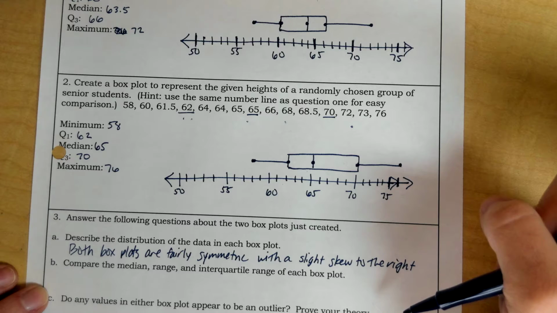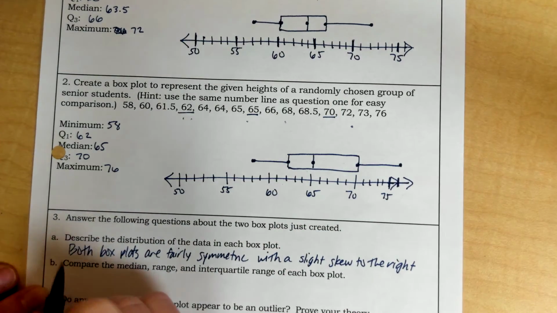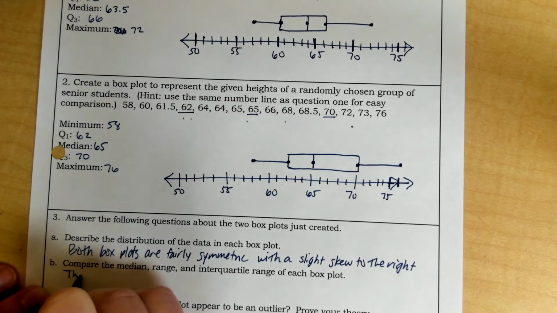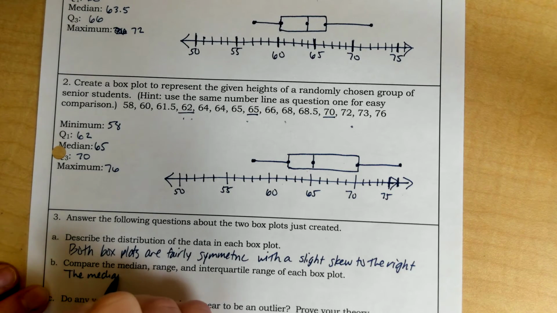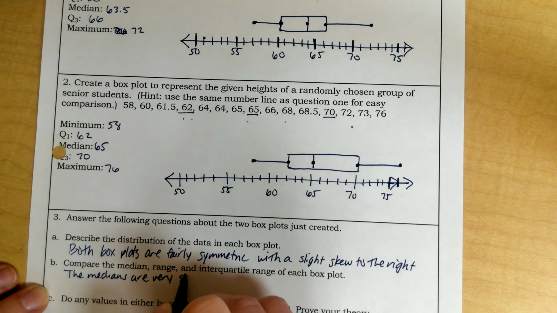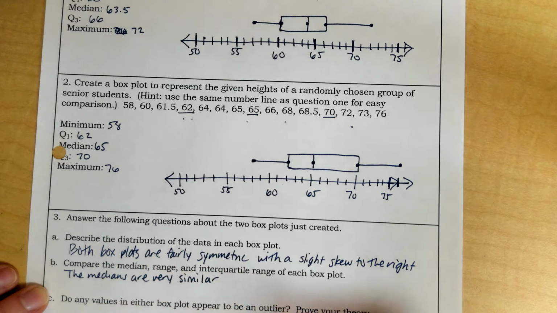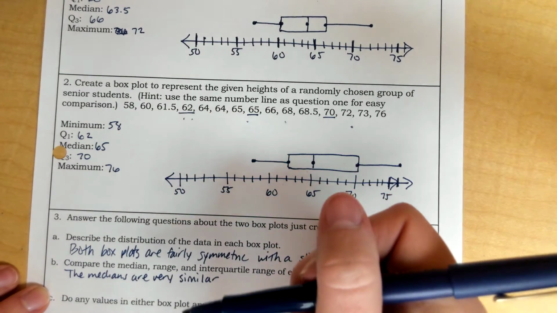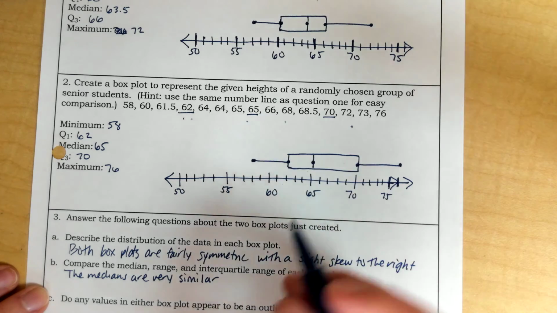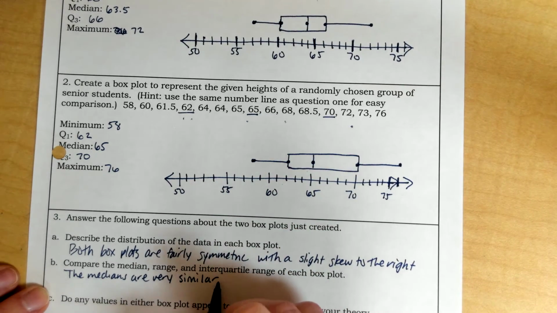Now we're going to compare the median, range, and interquartile range of each box plot. So the medians, we have a median of 63.5 and 65. So I would say that the medians are very similar. That second box plot is really only 1.5 points different. So they are very, very similar.